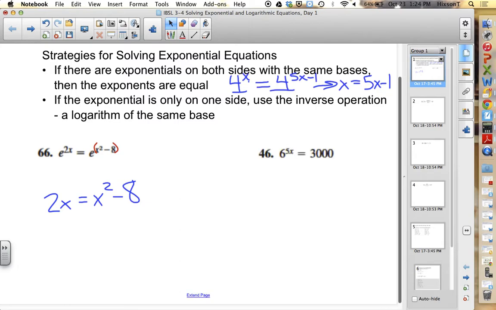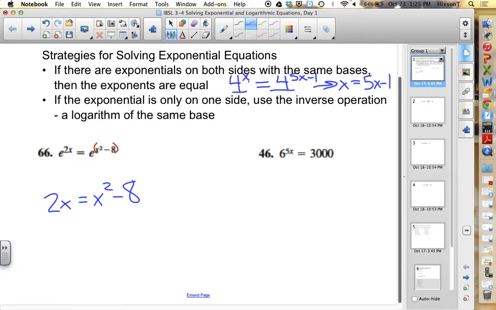Now, here we have another one. 6 to the 5x power equals 3,000. So how would I handle that one? 5x equals... No, oh no. Wait, hang on a sec. Nick, what'd you say? Write 3,000 as like 6 to the power something.